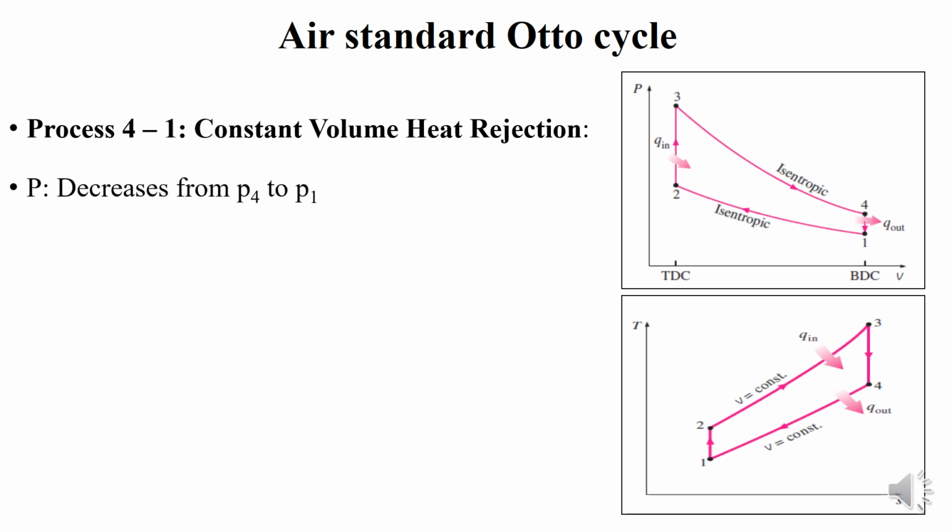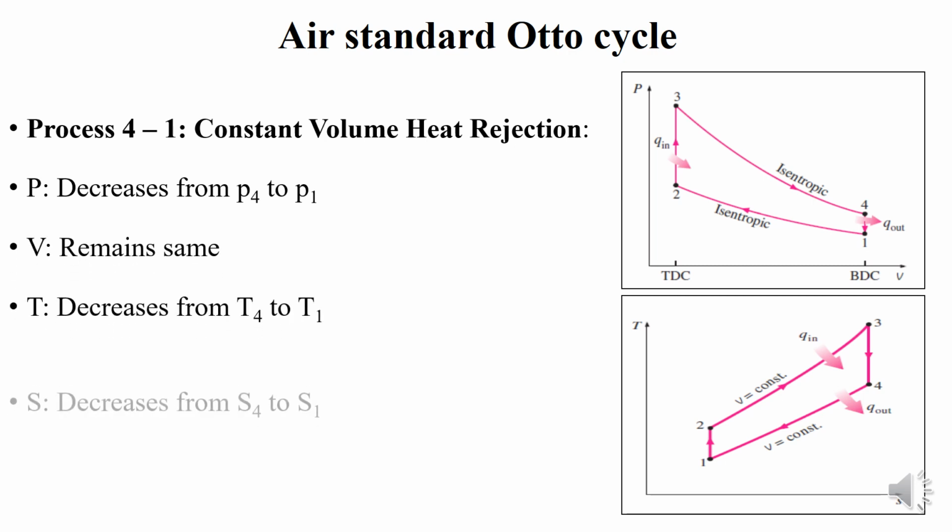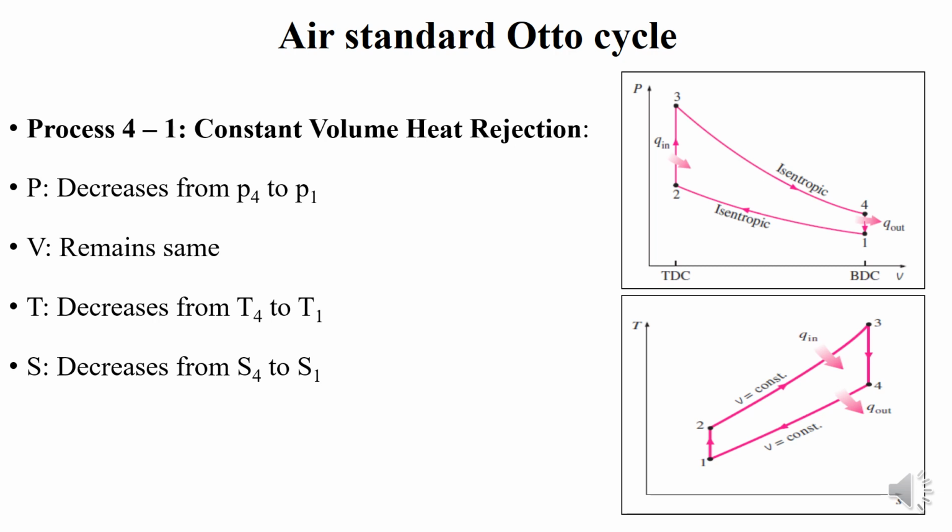So here pressure decreases, temperature decreases, volume remains constant, entropy decreases from S4 to S1. Since it is a constant volume process, work done is 0, remember. And Q is given by m CV (T4 minus T1). So now you have all the work interaction and heat interaction. Now you have to get the net work done.